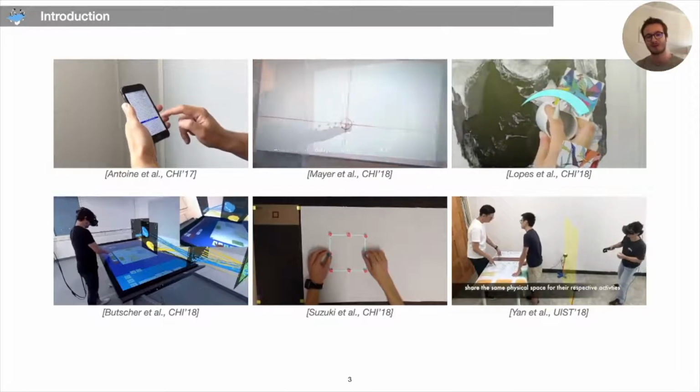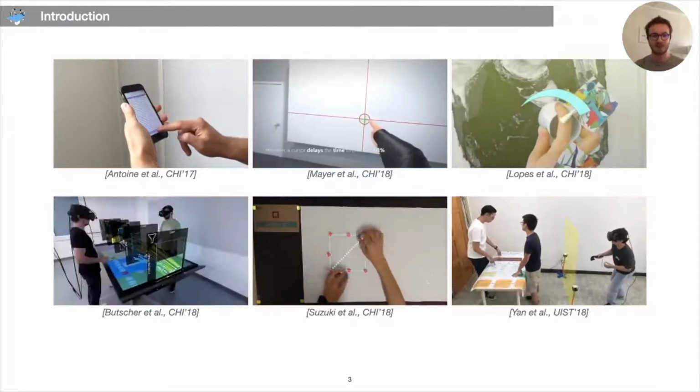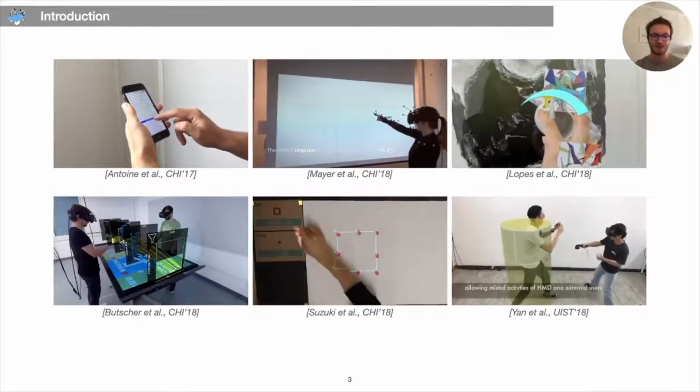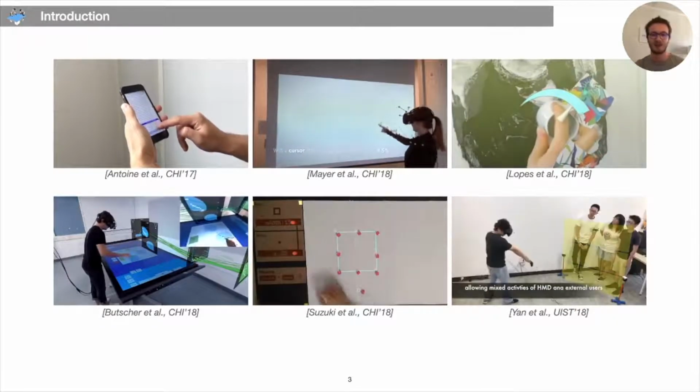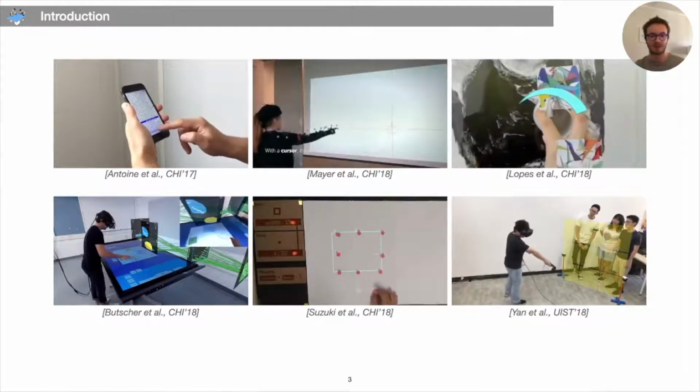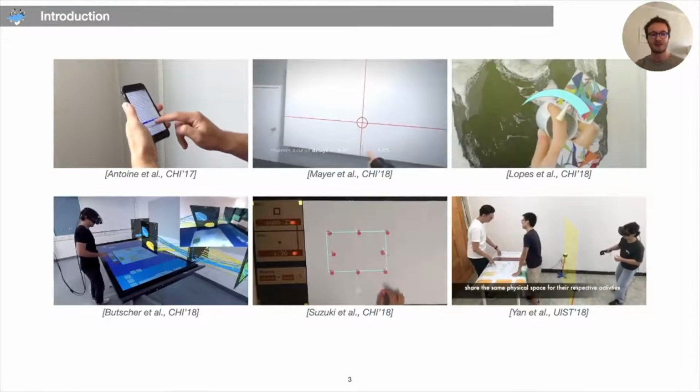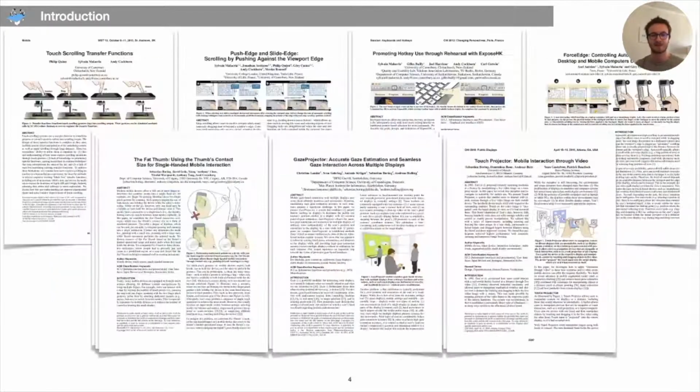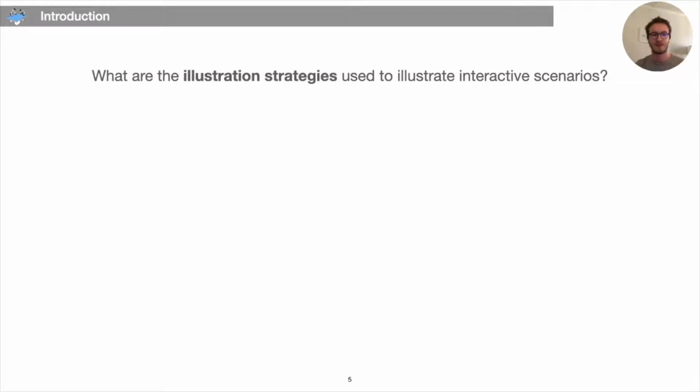more interactive systems. The best way to fully understand an interactive scenario is, of course, to experience it, for example, during a demo session in a conference, or at least to see it in action, like here in videos. Yet, the main material used for communicating new systems are papers with static illustration of interaction scenarios. This project aims to understand what illustration strategies are used to depict such interaction scenarios.